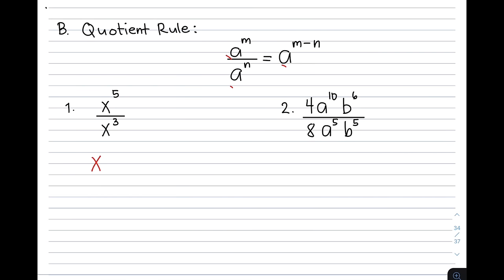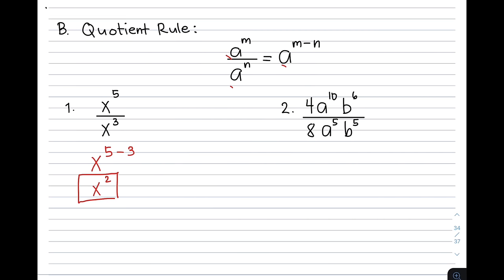Tandaan na, ang lagi mong uunahin ay yung exponent ng numerator. So, that will be x raised to 5 minus 3. So, simplifying that one, it will give you the answer of x raised to 2 or x squared. This is the answer for item number 1. So, sana nakukuha nyo na yung mismo konsepto ng quotient rule. Now, let's move on with item number 2.